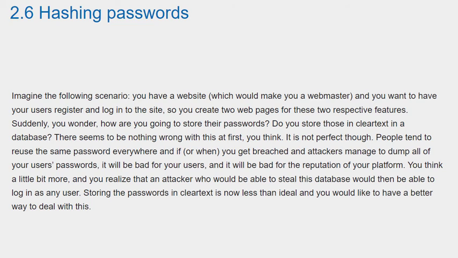It's not perfect, though. People tend to reuse the same password everywhere, and if, or when, you get breached and attackers manage to dump all your users' passwords, it will be bad for your users, and it will be bad for the reputation of your platform.